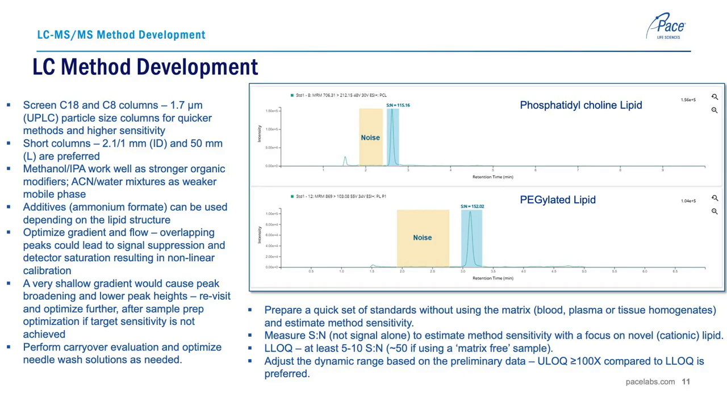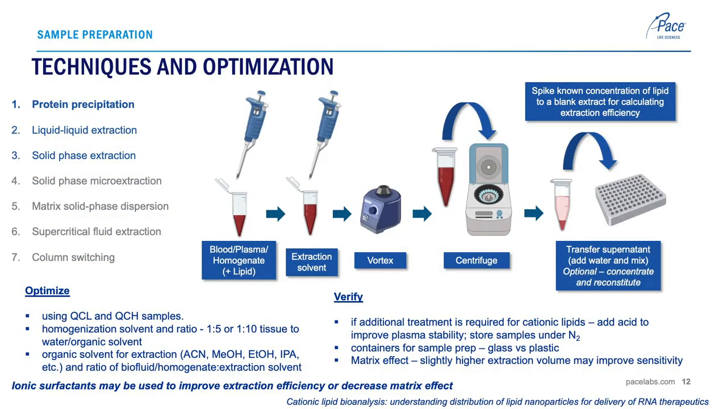The chromatograms shown in this slide for pegylated and phosphatidylcholine lipids have more than 100 signal-to-noise ratios. We typically target the LLOQ to have a signal-to-noise of at least 20, and considering this data, a 5x lower concentrated sample can be prepared and tested as an LLOQ. Next, we will discuss another critical aspect of method development, which is sample preparation optimization.